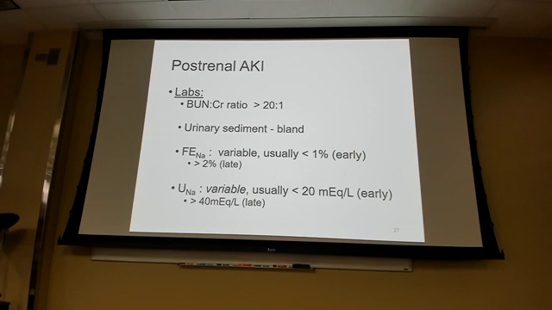Labs are going to be the same, okay? Bland urinary sediment, increased BUN to creatinine ratio, fractional excretion of sodium increases as the pathology progresses over time, but typically it's still going to be low, so we're conserving sodium appropriately. And urinary sodium is variable depending on the state. So urinary sodium here is less useful, but the big takeaway on these labs is BUN is increasing and creatinine is staying relatively stable. Okay? So very similar labs to pre-renal. All right?